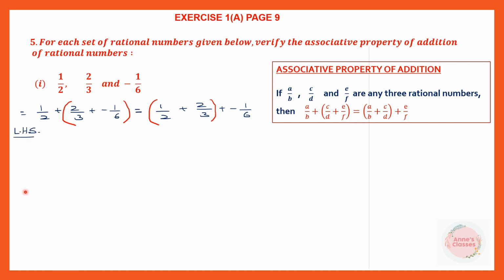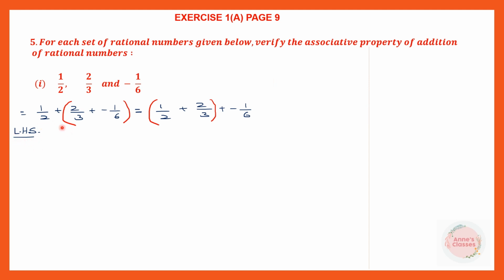So let's begin with the left hand side. LHS means left hand side. Here we're going to take only this much. So that is 1 by 2 plus. Now what is within brackets? We're going to work that out. As you can see, this is 2 by 3 plus minus 1 by 6. The denominators are different. That means we must find the LCM of the denominators 3 and 6.